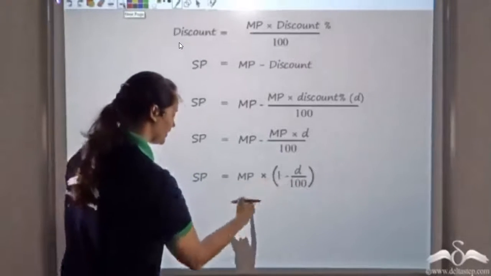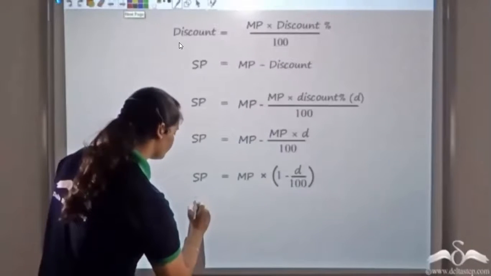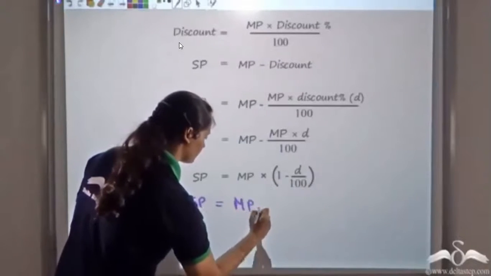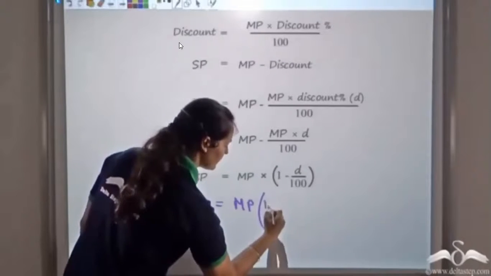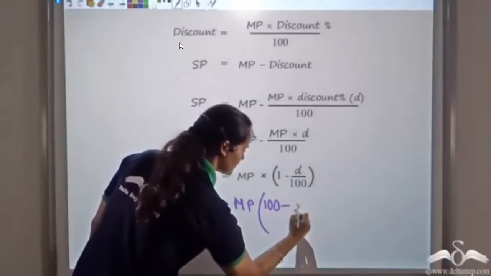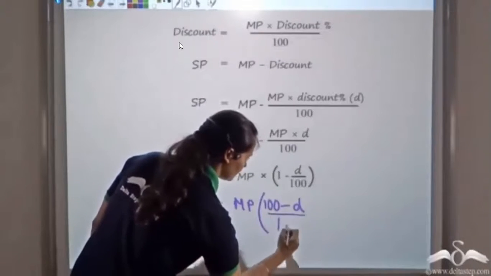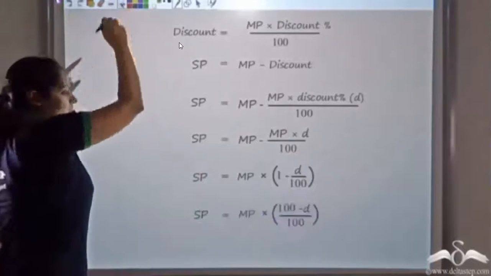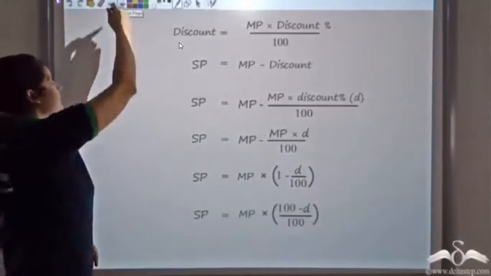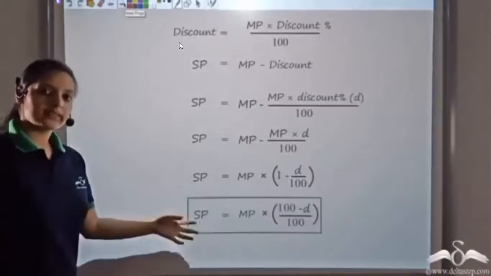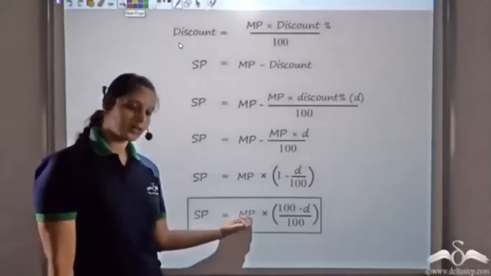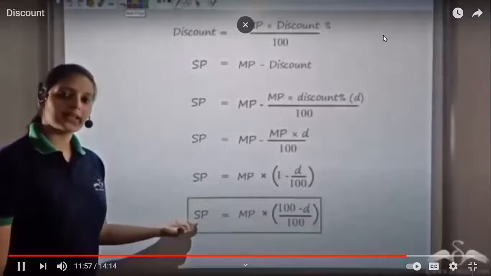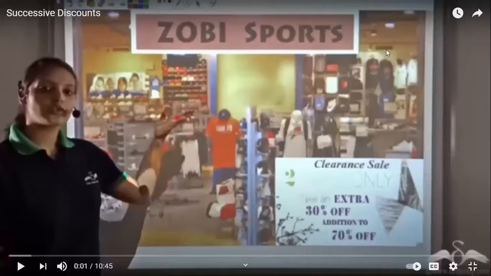Now further, I can write this as, taking LCM, 100 minus D by 100. Further, this is what I get. So remember this: when you know the marked price and you know a discount percentage, you can easily find the selling price using this formula.